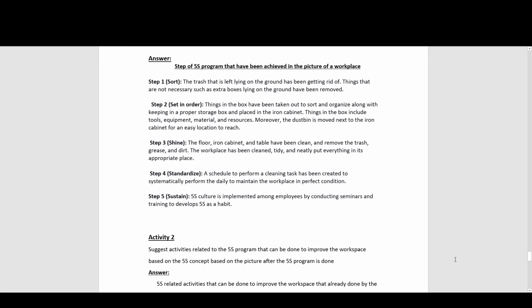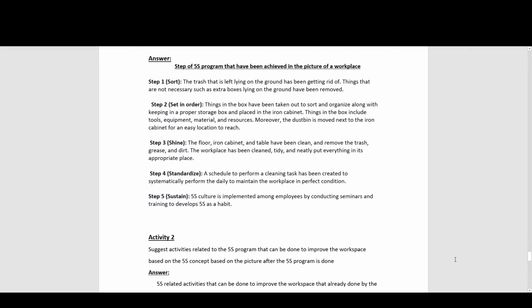So the steps of the 5S program that have been achieved in the picture of the workplace are, step number 1, that is sort. The trash that was left lying on the ground has been gotten rid of. Things that are not necessary, such as extra boxes lying on the ground, have been removed.